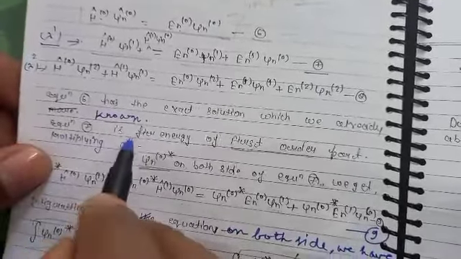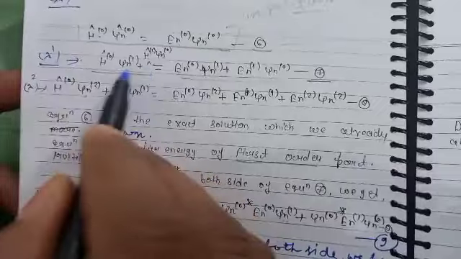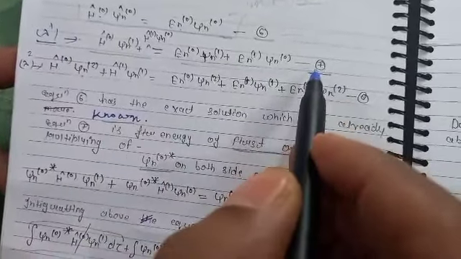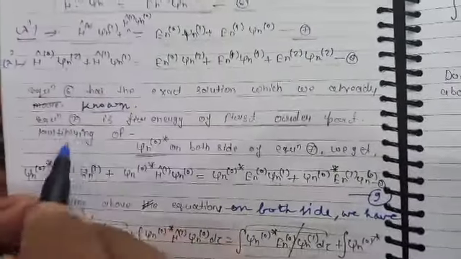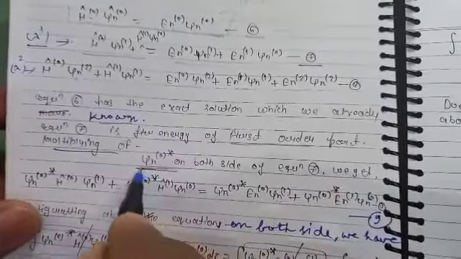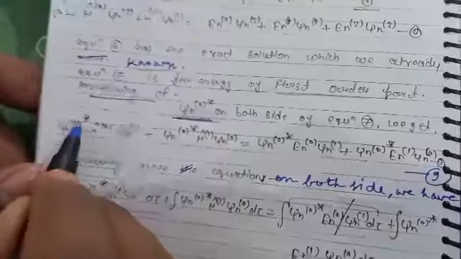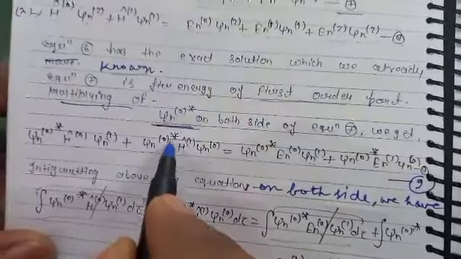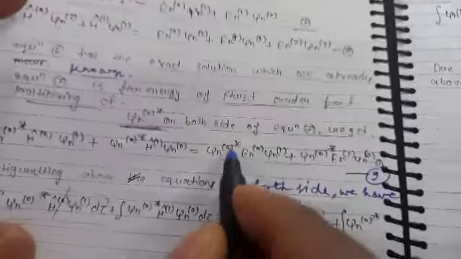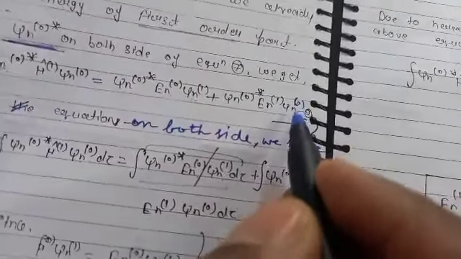Now comes equation 7. In equation 7, the first order energy correction, because it is the first power of lambda, so we term this the first order energy correction. Now in equation 7, multiplying by psi n naught star on both sides of equation 7, what will we get? Psi n naught star H naught psi n1 plus psi n naught star H1 psi n naught equal to psi n naught star E n naught psi n1 plus psi n naught star E n1 psi n naught.